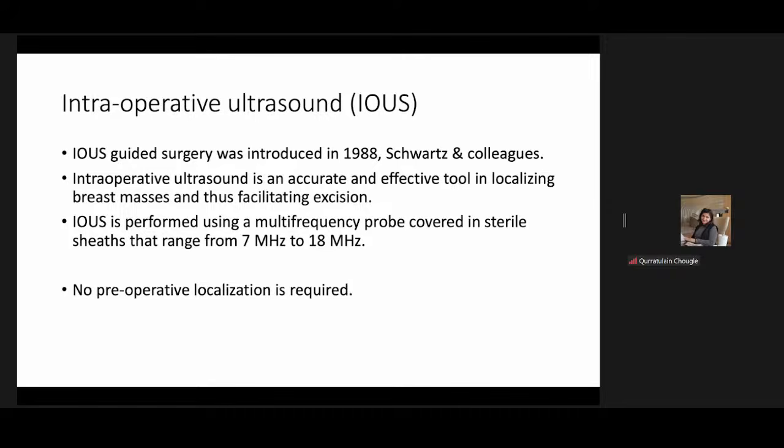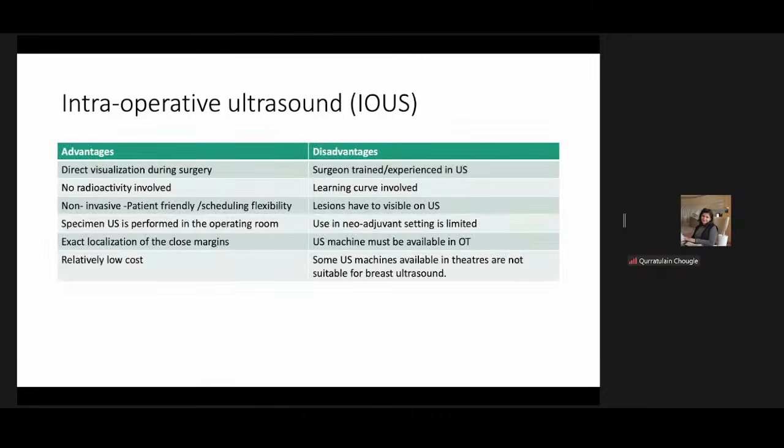So IOUS-guided surgery was introduced in 1988 by Schwartz and colleagues. Intraoperative ultrasound is an accurate and effective tool in localizing breast masses and thus facilitating excision. It's performed using a multi-frequency probe covered in a sterile sheath, ranging from 7 to 18 megahertz, and no preoperative localization is required.